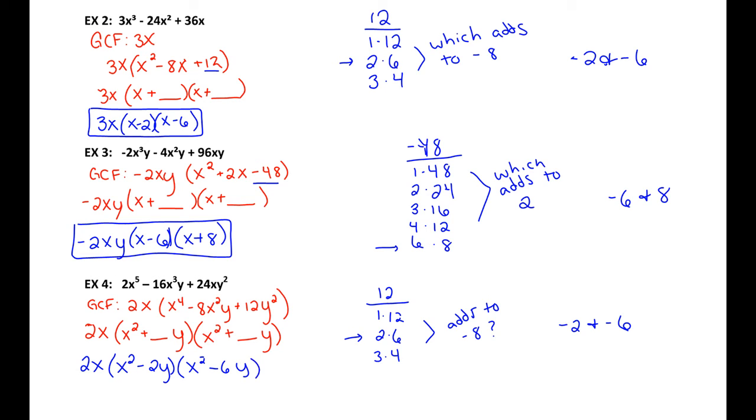If you want to check if you did any of these correctly, you can FOIL your two binomials together, so first, outer, inner, last, and then distribute the 2x to everything and combine like terms. If you factored correctly, you should get back to your original answer. Please try the 3 examples on the next page on your own, and we will talk about them tomorrow in class.